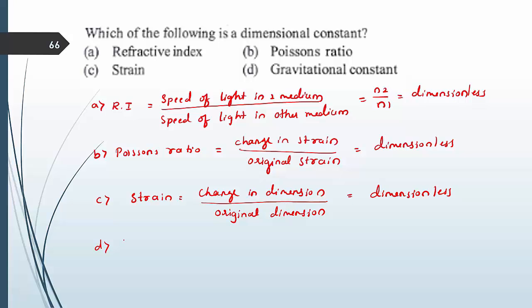Come to the last option, you can see here gravitational constant. So G is gravitational constant. Just we know the dimensional formula for gravitational constant. What is that? We got G equal to M^-1 L^3 T^-2. And it is also having the value 6.67 into 10^-11 Newton meter square per kg. This is dimensional constant. That means its numerical value is also constant and also it is having dimension. So which is the right option? Option D is right.